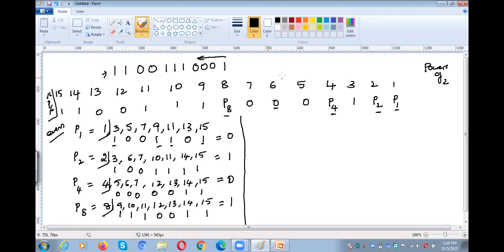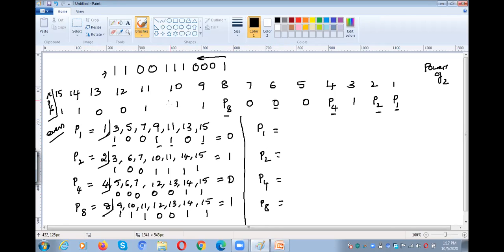Okay. After that, what you need to do? You need to send the data to the receiver. At the receiver side also, you need to calculate for P1, P2, P4, P8. If there is no transmission error, then as it is these values will come: P1 0, P2 1, P4 0, P8 1. The same values will appear here if there is no transmission error.